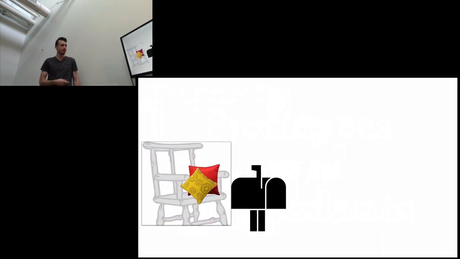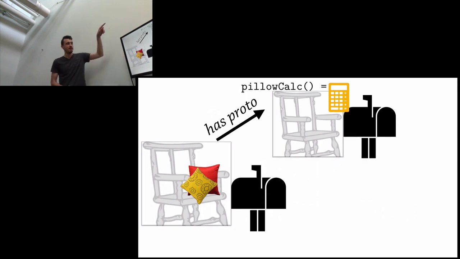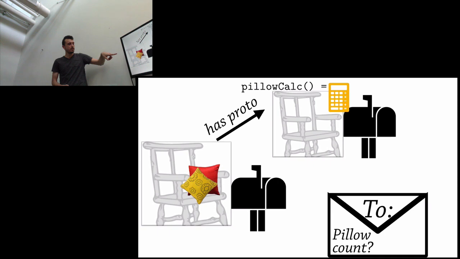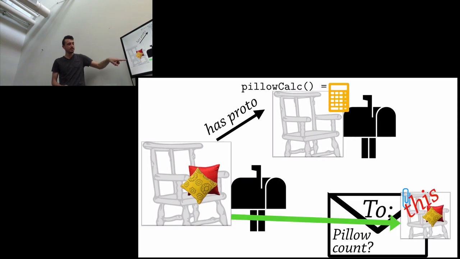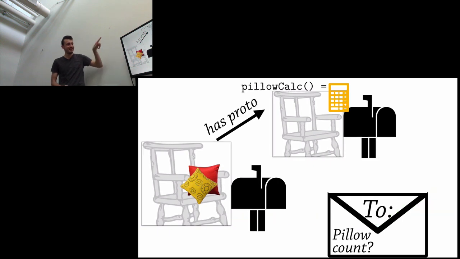What does that mean? Let's say we have a chair that has 2 of its own pillows. It inherits from our smart chair. It doesn't have any pillows, but it happens to know how to calculate how many pillows it has. If I ask this object how many pillows it has, it should answer 2, but we're calculating these pillows with this calculator.